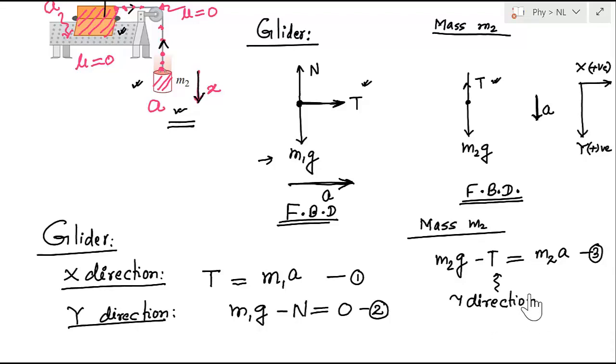Now in this case for mass m2, there is no point in writing an equation in the x direction, because in the x direction there is no force and there is no acceleration. This means it is simply 0 equals 0.